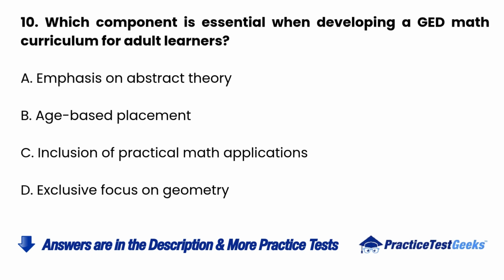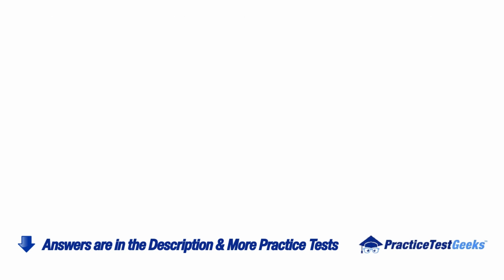10. Which component is essential when developing a GED math curriculum for adult learners? A. Emphasis on abstract theory. B. Age-based placement. C. Inclusion of practical math applications. D. Exclusive focus on geometry.